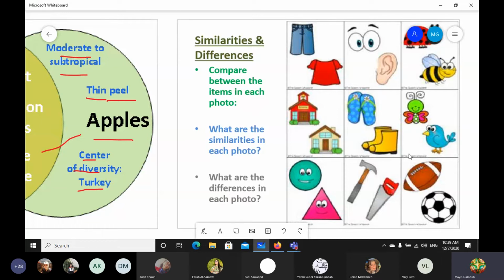Look at the photos, have an overview. Look at the first one, the second one, the third one. I believe that they have similarities. They are the same in some characteristics, and they have differences. They differ from each other in other characteristics. So I want you to think a little bit about any picture that you want, and have a couple of sentences regarding similarities and differences.